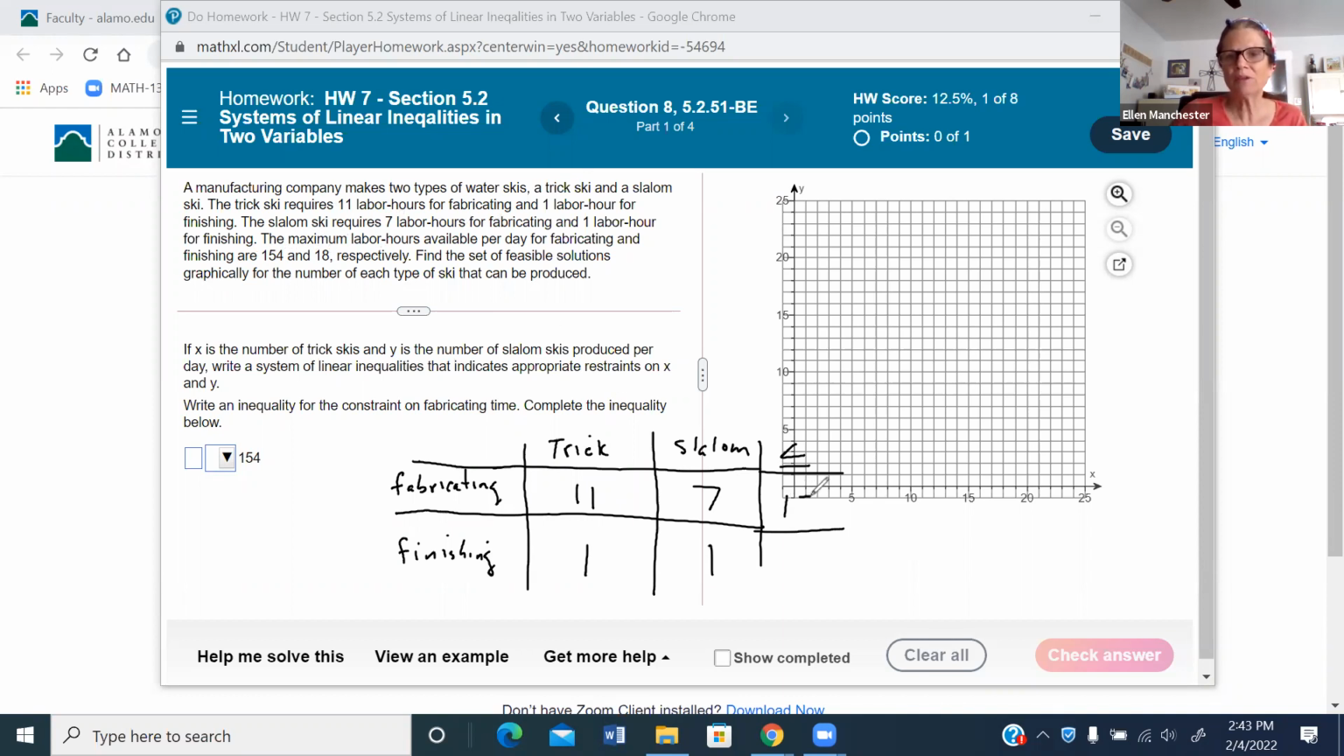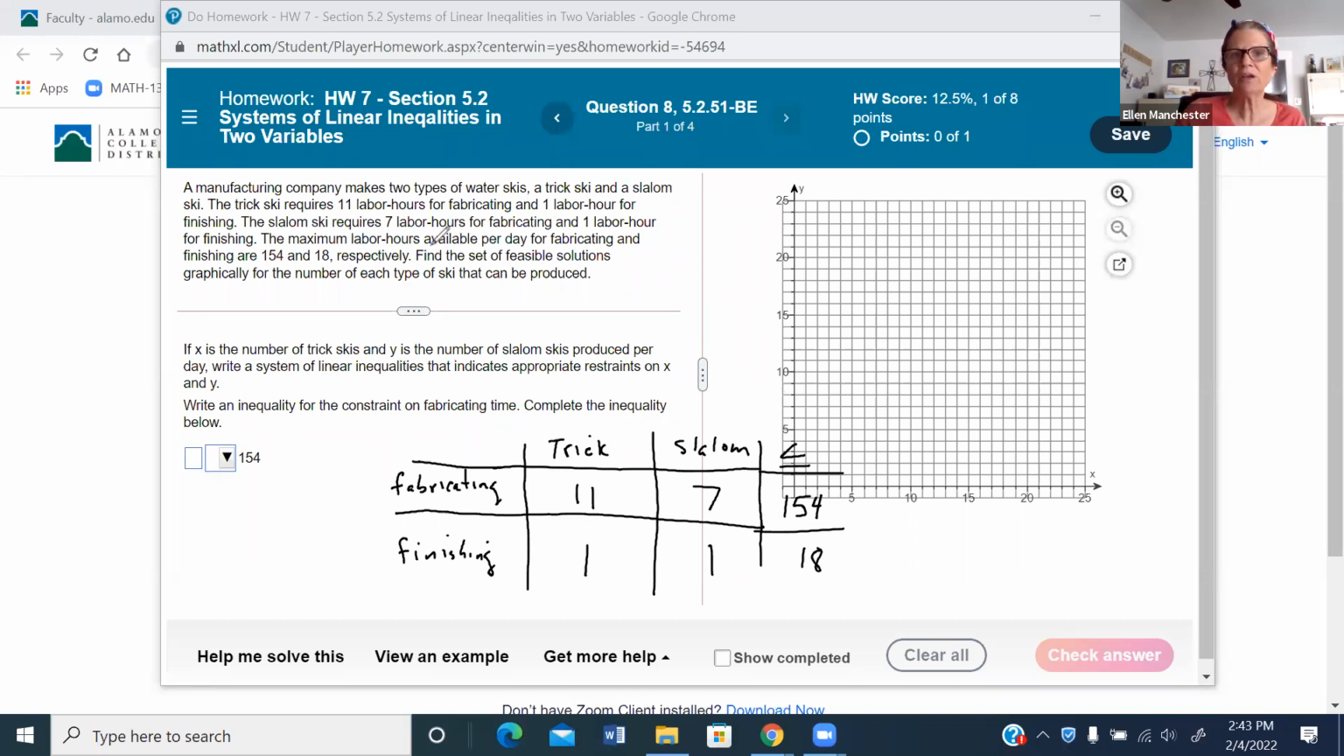So that means I only have up to 154 hours for fabricating, and I only have 18 hours for finishing. In a business setting, you only have so much time, so many workers, so much material. Maybe your machines can only do so much in an 8-hour day. So that's why there are restrictions. That's what this restriction is. We only have 154 hours or less and 18 hours or less. This is the most that we can do.